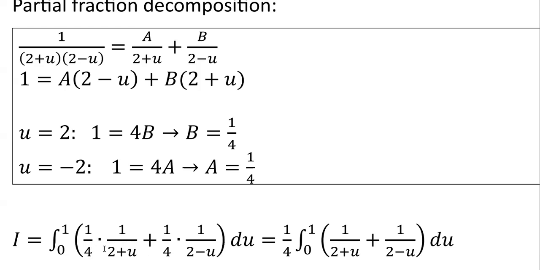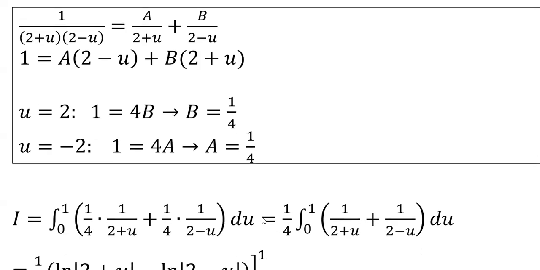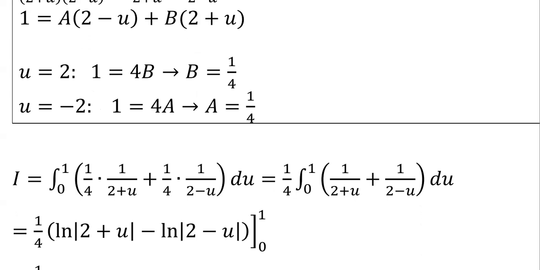Okay, we broke this up into two fractions, so then they become easy to integrate now. All right, so this 1/4 I've, by the way, factored out in front to make things a little nicer. And these are just logs now. Okay, 1/4 times ln of absolute value 2 plus u minus ln of absolute value 2 minus u.